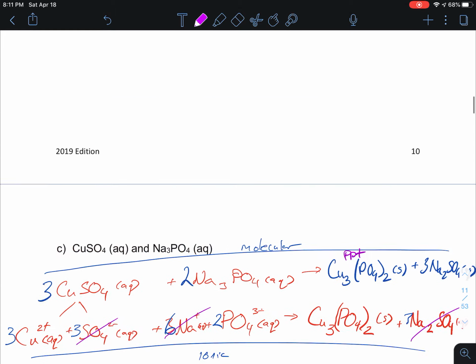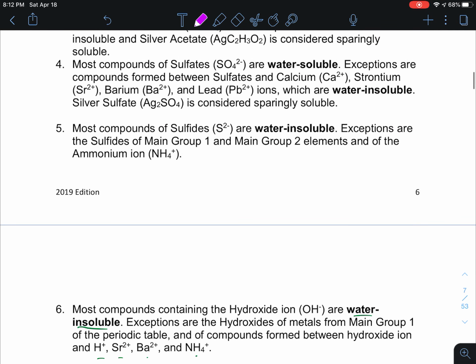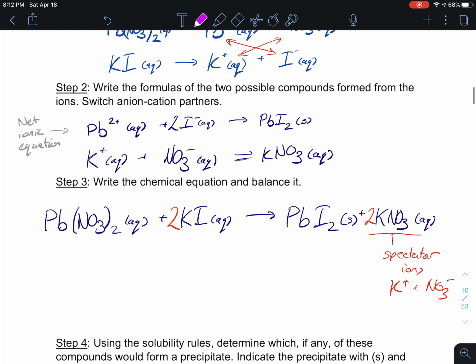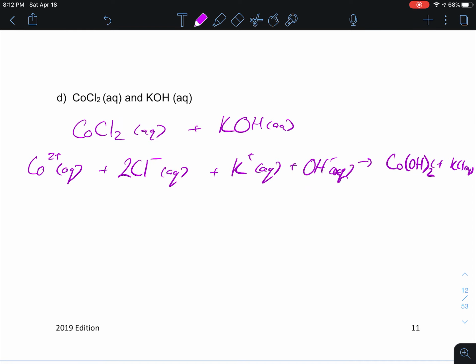And so let's go find the hydroxide rules. Most compounds of hydroxides are water insoluble. Exceptions are metals of the main group 1 and of compounds between potassium, strontium, and barium and ammonia. Okay, so then that means that it is insoluble. So this is in fact one that's not exactly what I was expecting. I thought there'd be one trick question in here, but there is not. So that's cobalt hydroxide 2, and that is our insoluble precipitate, and potassium chloride aqueous.